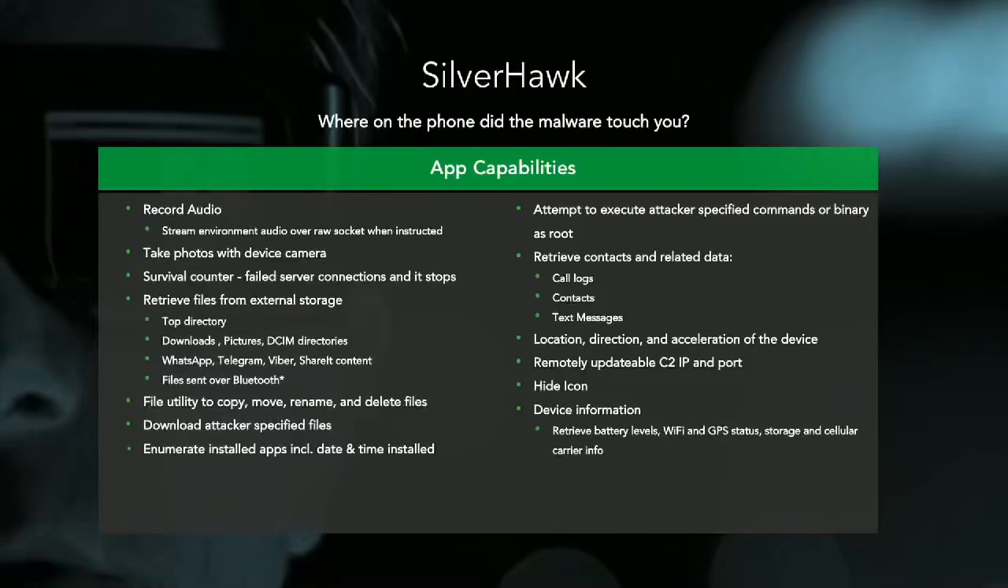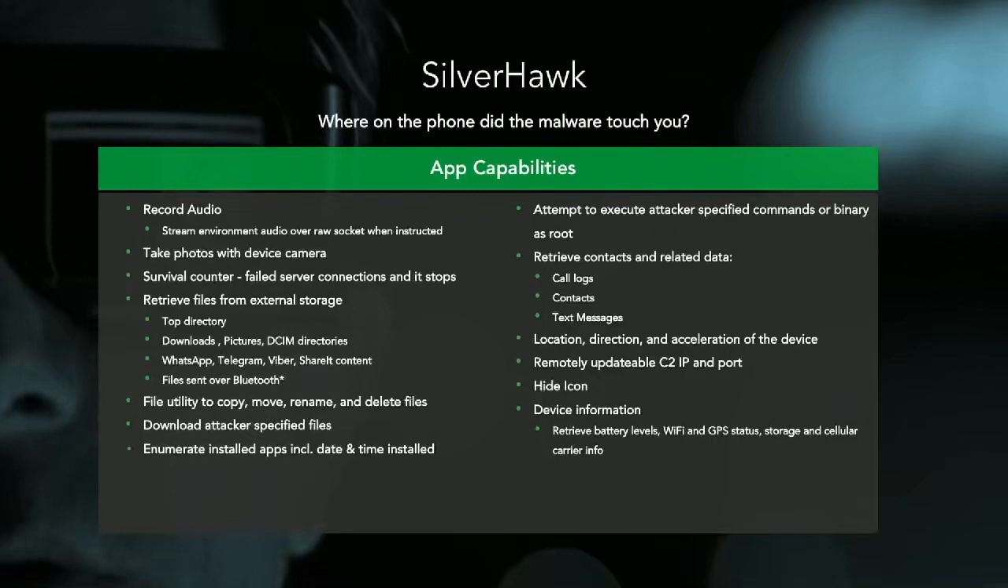Same with remotely turning the camera on and taking photos, as well as accessing photos, videos, and files that are already on the phone. A unique aspect that they put in was a survival counter. Every time there's a successful connection to the command and control servers, it resets to 2. Then every time a connection attempt is made and the C2 server is down, it drops by 1. When it finally hits 0, SilverHawk is dormant, and it gets reset upon rebooting the phone.